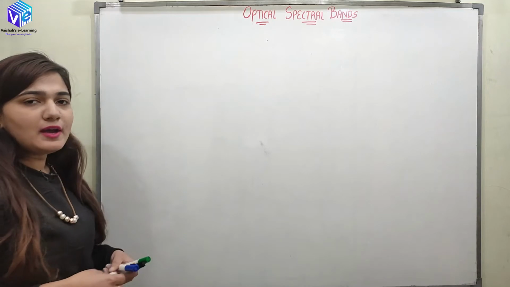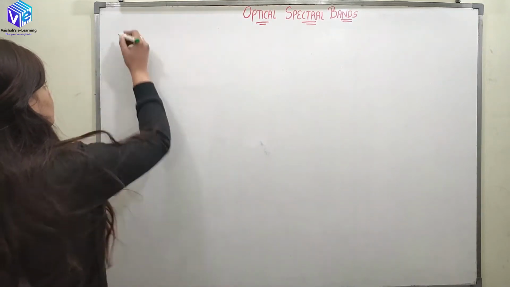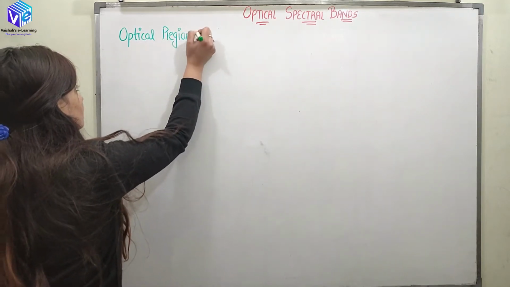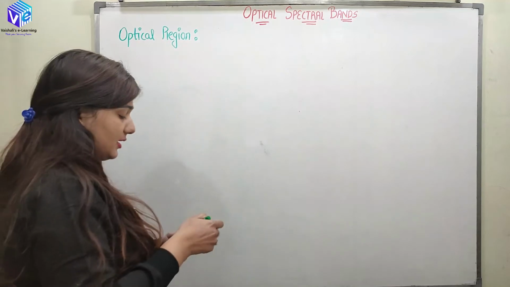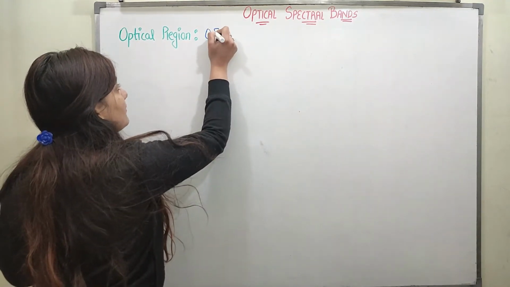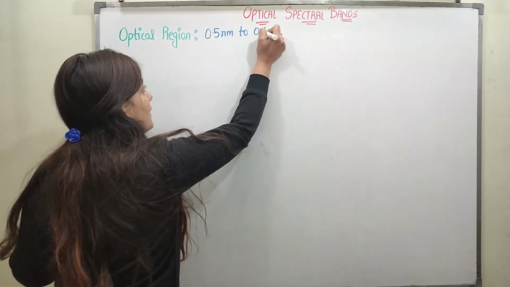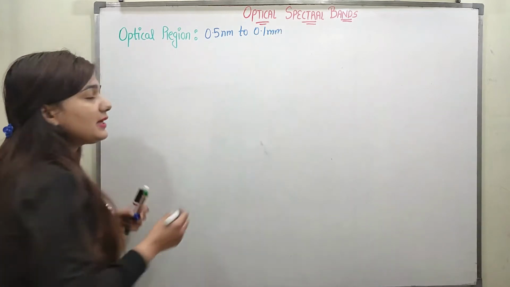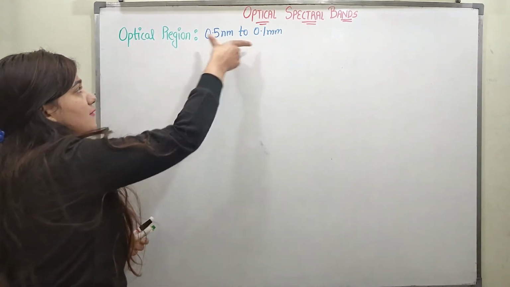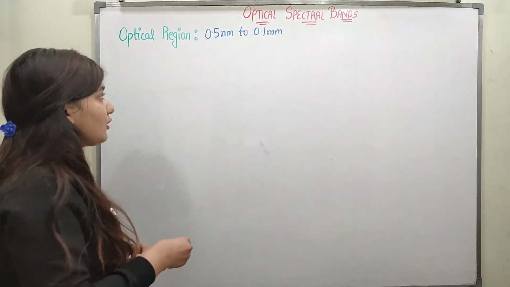First of all, we are going to see what the optical region is. The optical region starts from the wavelength 0.5 nanometer and goes up to 0.1 mm. So it is a very big band of wavelengths, and in this band we have the optical region with the help of which we can do optical communication.